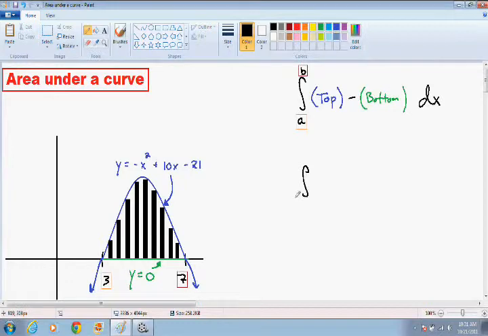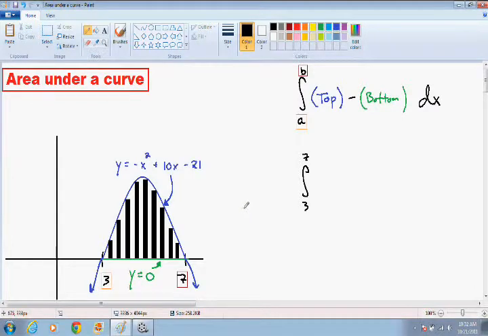Our a, which is our low point of intersection, is 3. Our b, which is our high point of intersection, is 7. And the points in which the two curves intersect are usually not given to you, so usually you have to solve that algebraically, but I'm not going to waste time doing algebra in this video, because I'm just trying to teach you the concept of area under a curve.